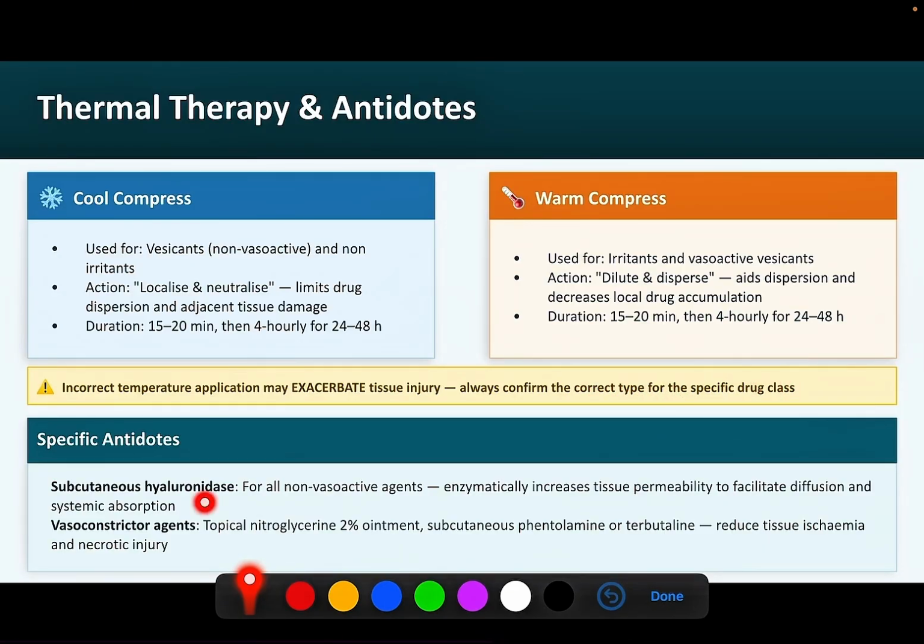There are specific antidotes. They are subcutaneous hyaluronidase and some other agents for vasoconstrictor extravasation. So what does subcutaneous hyaluronidase do? It is used for non-vasoactive agents. It enzymatically increases the tissue permeability to facilitate the diffusion and systemic absorption. And the vasodilatory agents like topical GTN, subcutaneous phentolamine, and terbutaline will reduce tissue ischemia and necrotic injury.